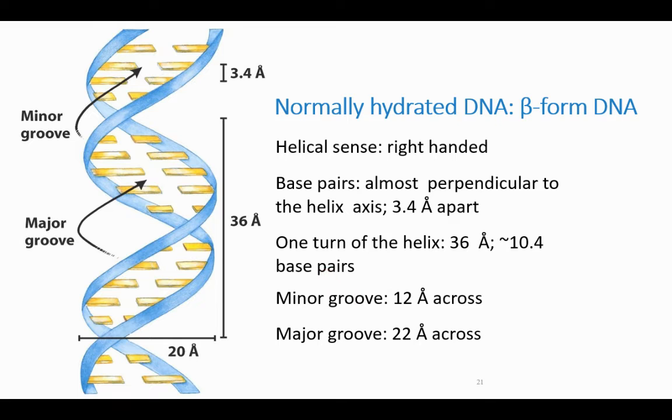Okay. Now, we have what we call the minor and the major grooves. The major groove is actually around 12 angstrom across. So, when it turns, the difference is 12 angstrom. Then, another twist, the minor groove, it's around 12 angstrom. So, the difference between them is big. Okay? And the base pair is usually perpendicular to the helix at 3.4 angstroms apart. Okay, so each turn of the helix is 36 angstrom with a plus or minus 10.4 for the base pairs.